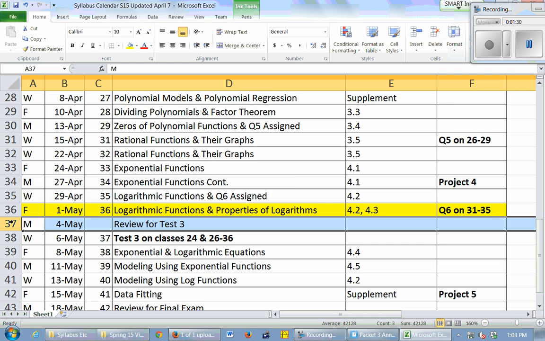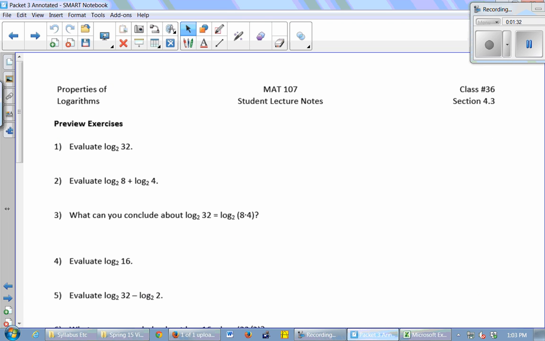All right, so today we're going to talk a little bit more about logs, and we're going to talk about some properties of logarithms. So we're on class 36 in the packet. So we're just going to warm up by evaluating some logarithms.